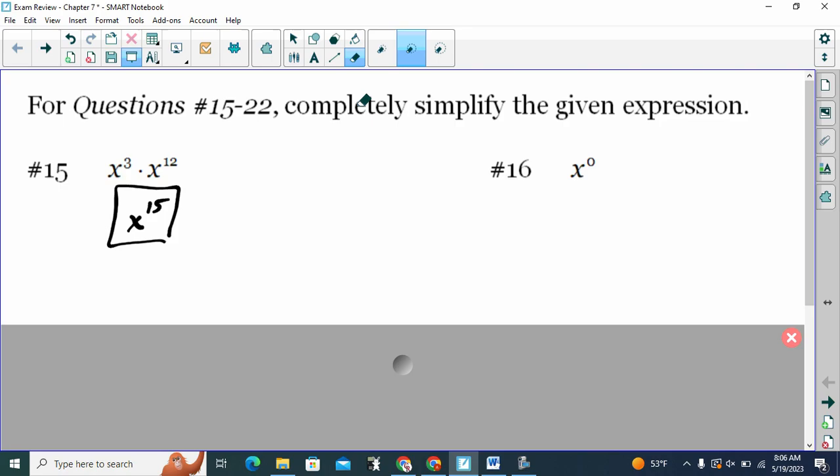Question number 16 says x to the 0 power. We had another property that said anything to the 0 power is equal to 1.